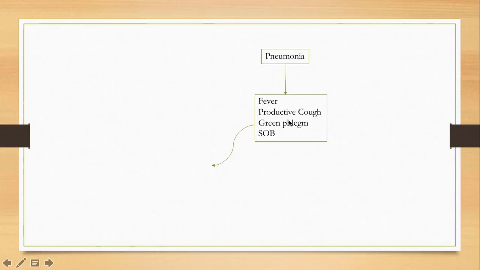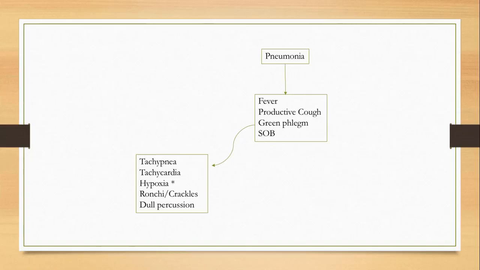So what are some of the signs on exam? You'll see tachypnea, tachycardia. They can get hypoxia. If this is the case, then it is a red flag situation. So always look at the oxygen saturation level. And if this is the case, then now they need more intense treatment, and maybe even hospitalization. On lung exam, you can hear some rhonchi or crackles, and then if it is a lobar pneumonia, which is usually consolidation on one side, then you'll see that there is dullness to percussion and all the findings of consolidation.